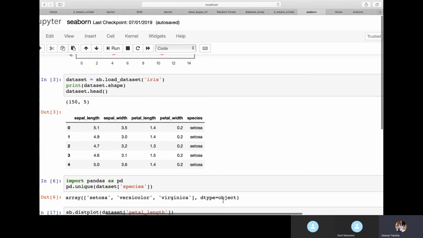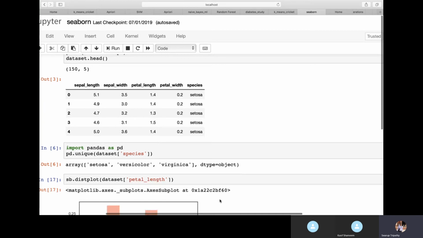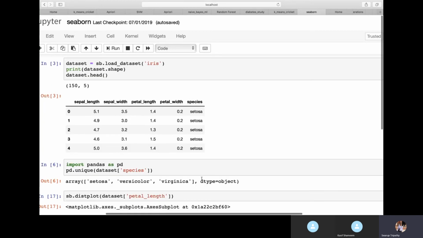Okay, so next we will plot some graphs and try to understand more about this data. Now see here, these four features, sepal length, sepal width, petal length, and petal width, are all continuous data. You will find those values changing, a lot of values changing here.